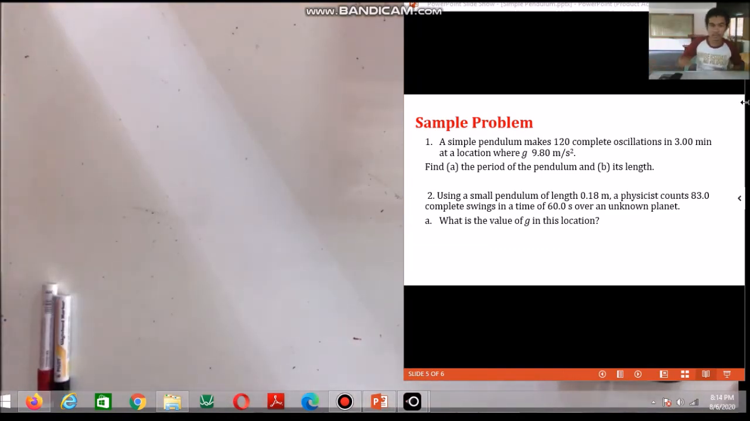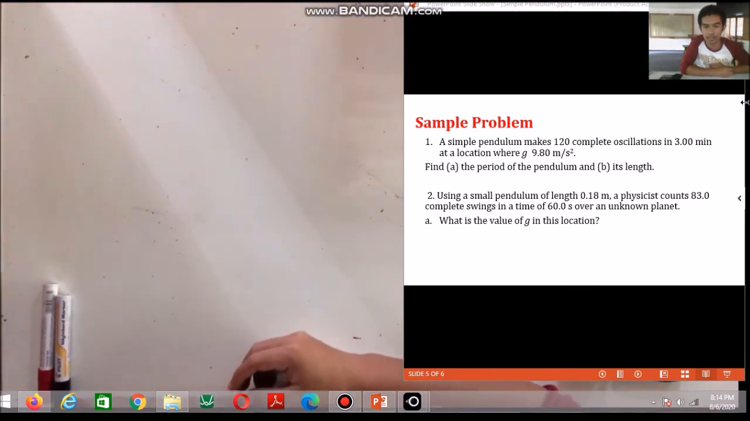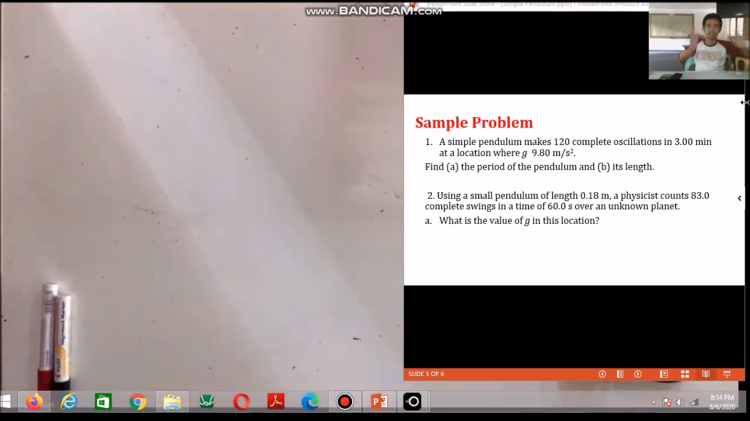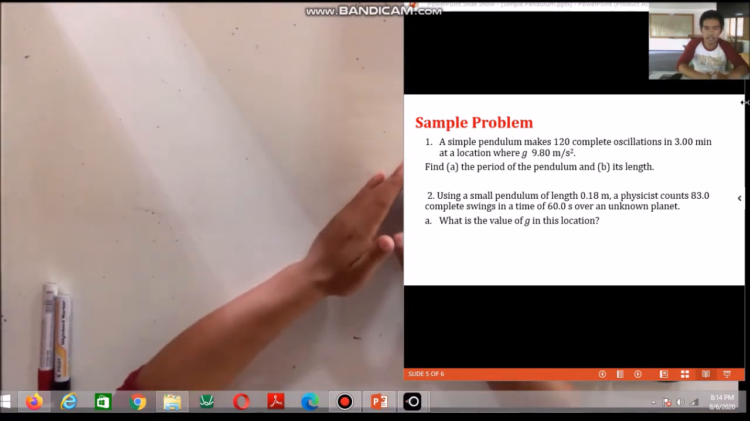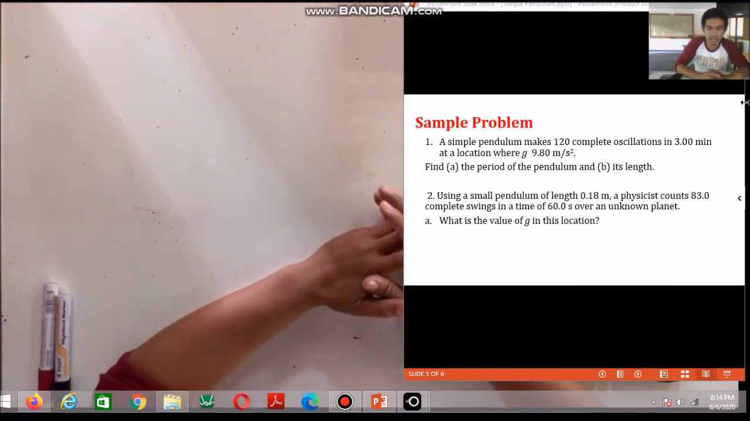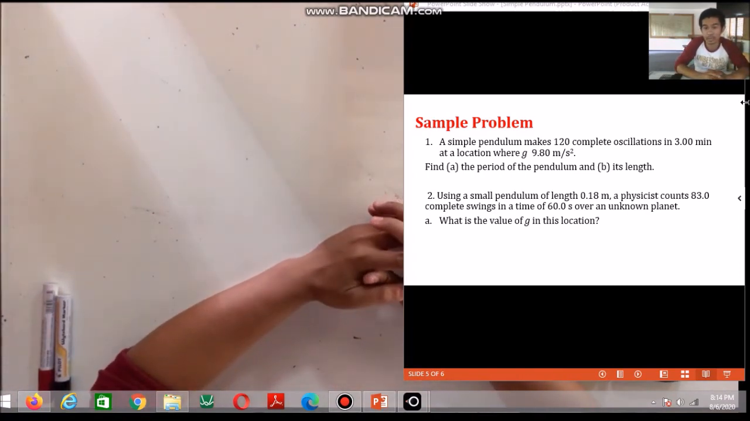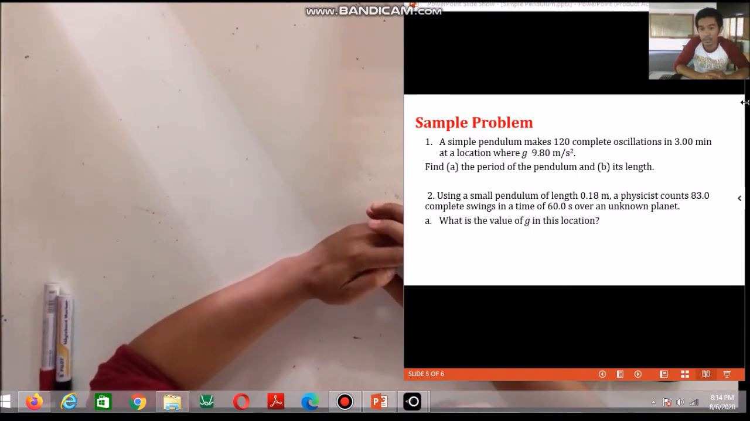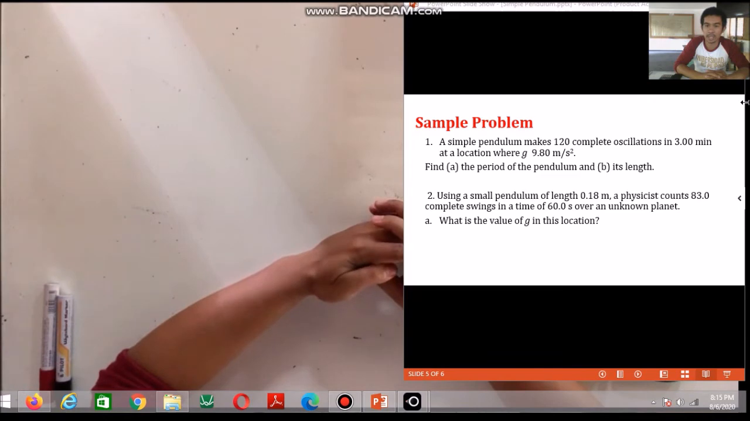Okay, so let's proceed to sample problem 2. Using a small pendulum of length 0.18 meters, a physicist counts 83 complete swings, so from A to negative A, then back to A, 83 times in just 60 seconds or 1 minute over an unknown planet. So what is the value of g in this location?